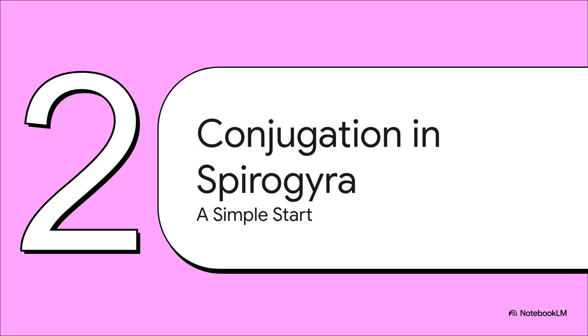So, picture this. You've got this little green alga, Spirogyra, just floating around in a pond. When conditions are great, plenty of water, perfect temperature, it's totally happy, reproducing by itself, asexually. But when things get tough, say the pond starts to dry up, it has this amazing trick up its sleeve. It switches to a special type of sexual reproduction called conjugation. It's a survival strategy, really.